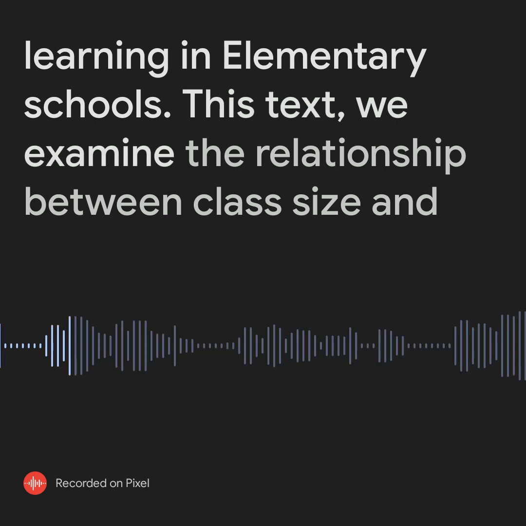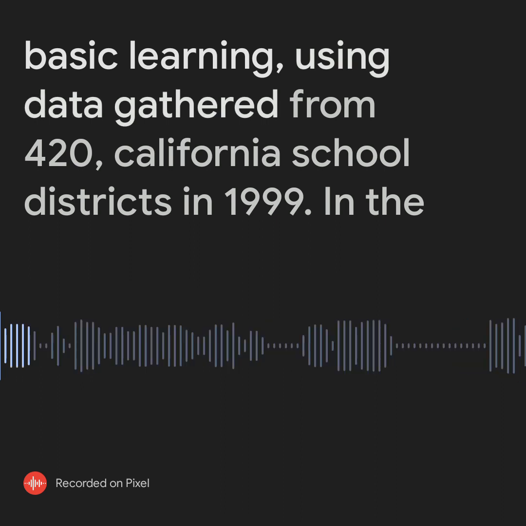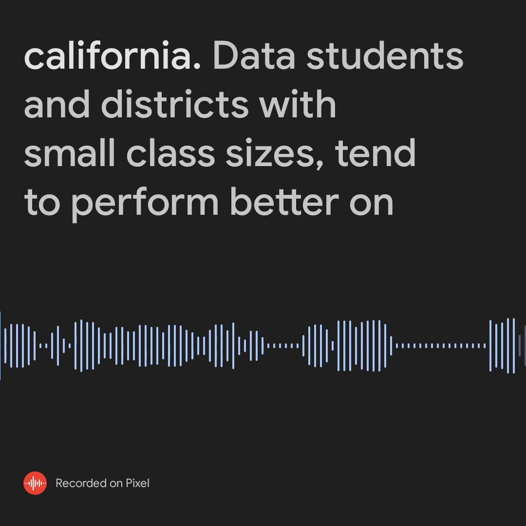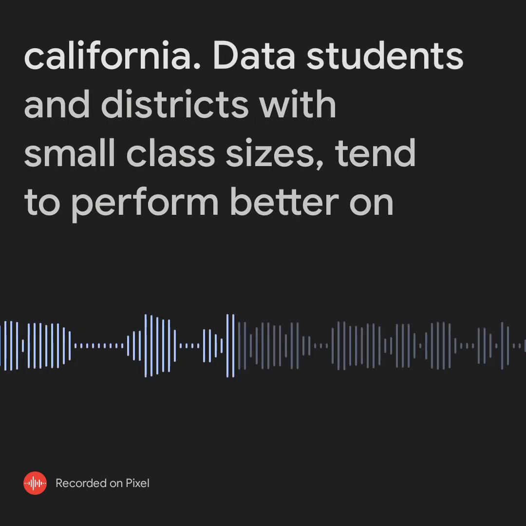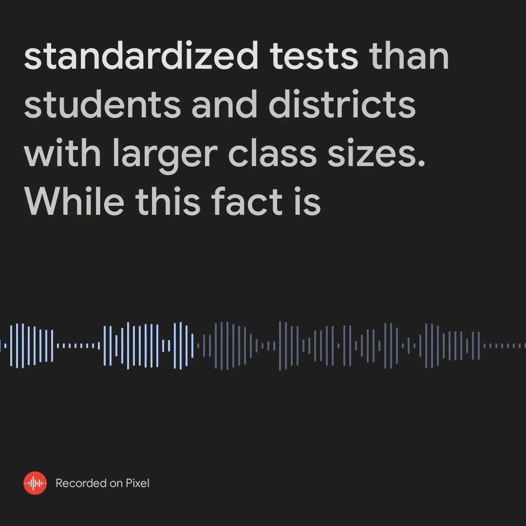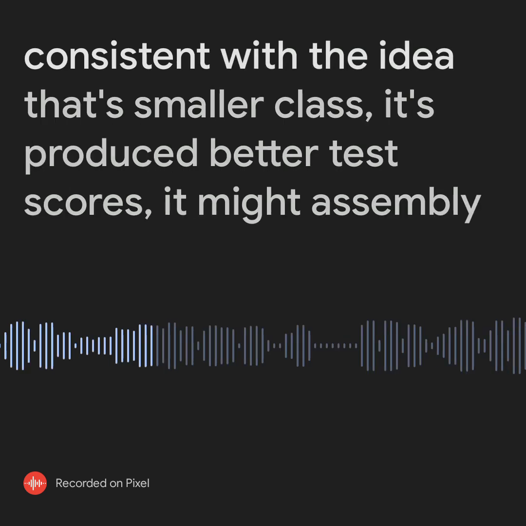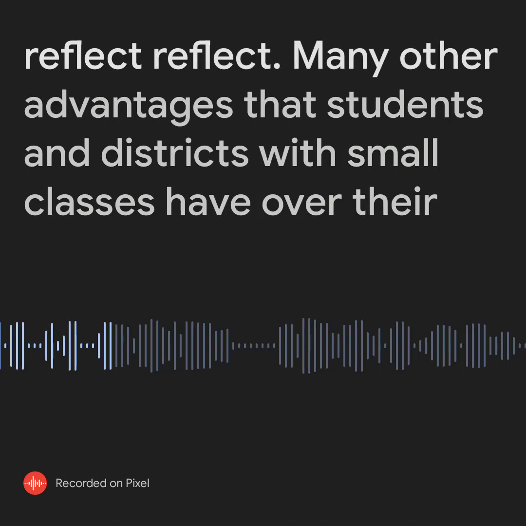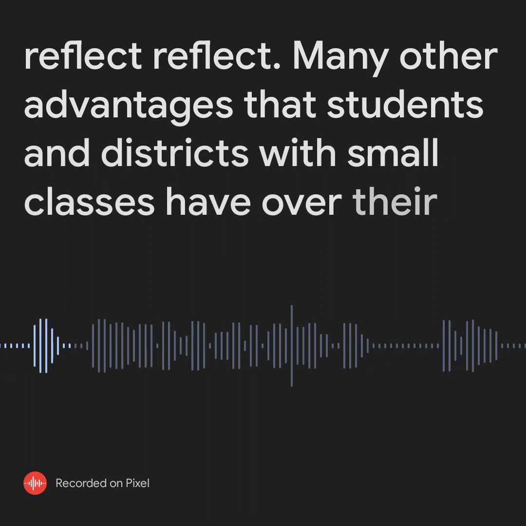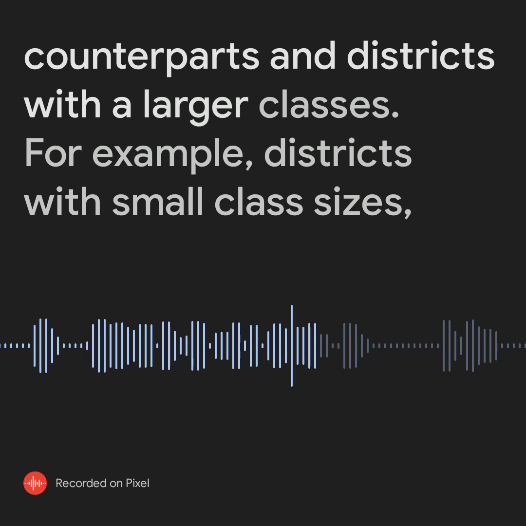In this text, we examine the relationship between class size and basic learning using data gathered from 420 California school districts in 1999. In the California data, students in districts with small class sizes tend to perform better on standardized tests than students in districts with larger class sizes. While this fact is consistent with the idea that smaller classes produce better test scores, it might simply reflect many other advantages that students in districts with small classes have over their counterparts in districts with larger classes.